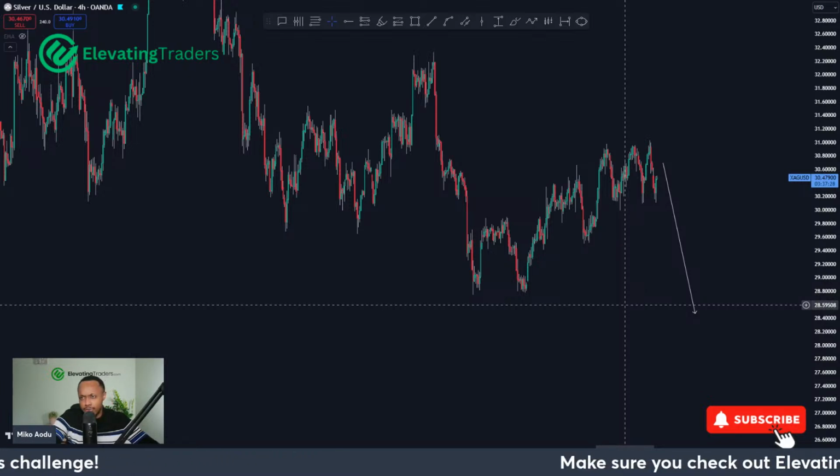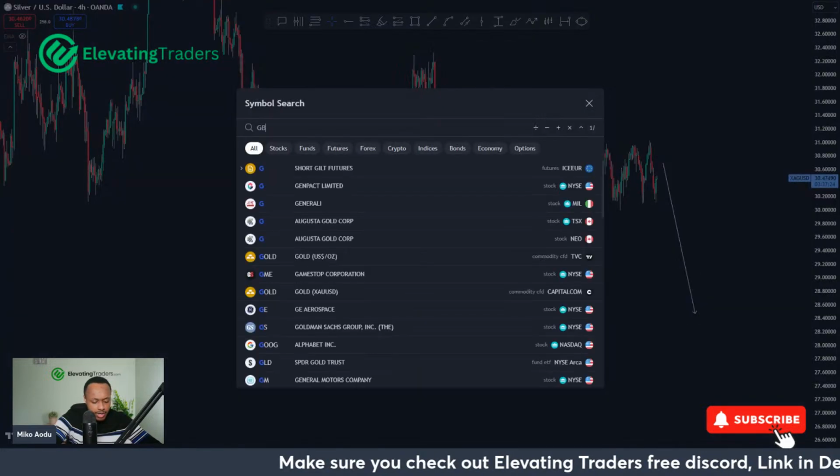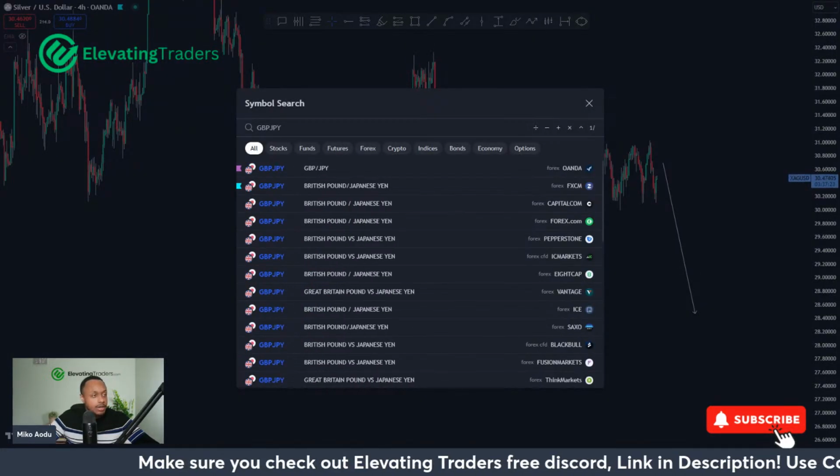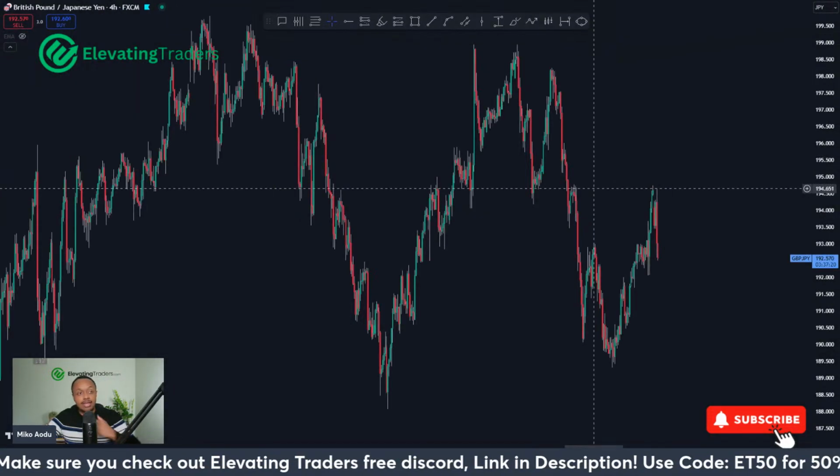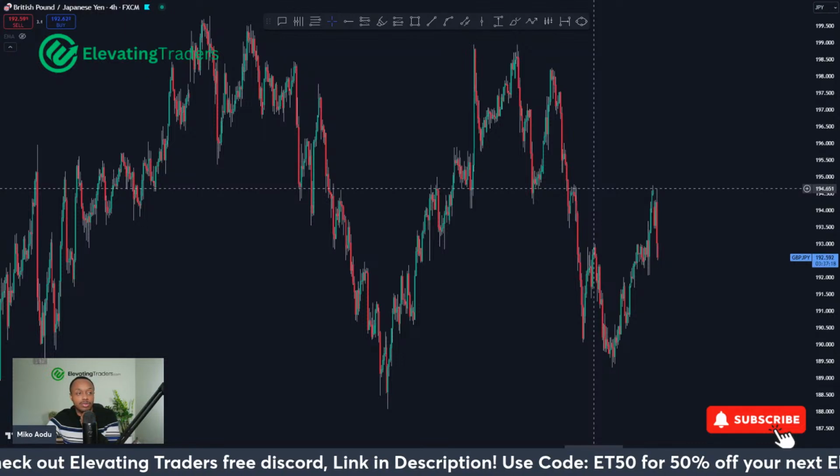And I'm pretty sure Bitcoin is down as well. So we'll take a look at that. But yeah, in terms of pound yen, and we'll go through the yen pairs shortly. But yeah, seeing some momentum to the downside here for the yen pairs.